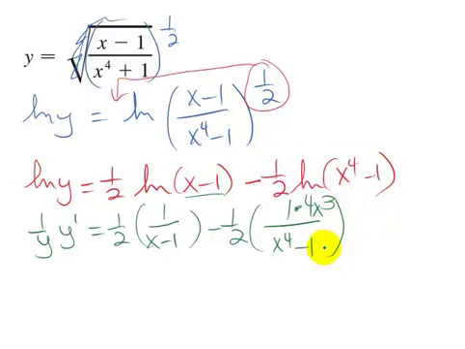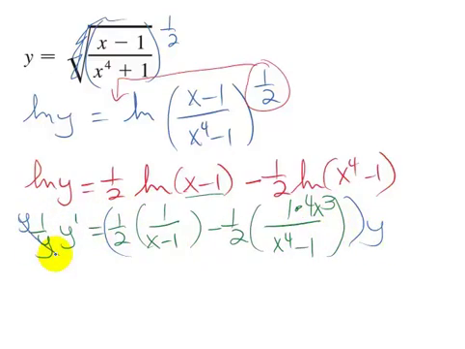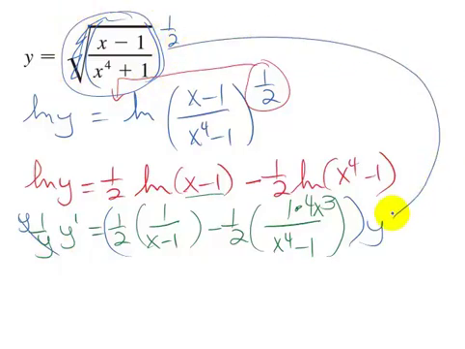So we now have done the implicit differentiation, and we want to know what the derivative is, so we need to multiply both sides by y. Now I know what y is because it was given to me in this original problem, and so we'll want to replace the y with that as we finally write an expression for the derivative.